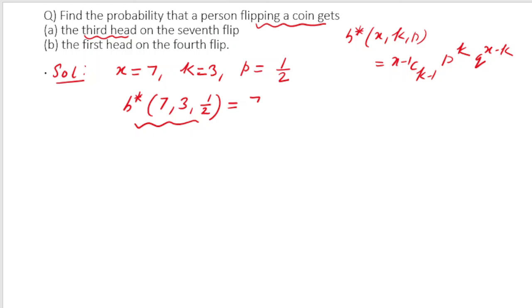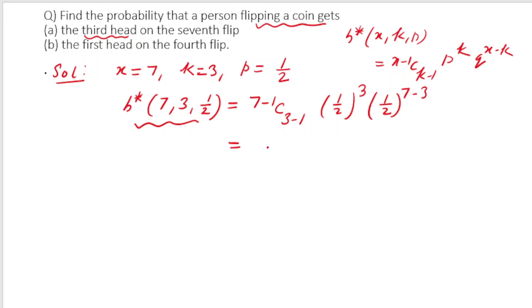x is 7, so 7 minus 1 c k minus 1, that is 3 minus 1. p, probability of success, 1 by 2, 1 by 2 to the power k, so 1 by 2 to the power 3, and then q, that is also 1 by 2, and x minus k, so that is 7 minus 3. So you can see that here success and failure total will add to the number of trials.